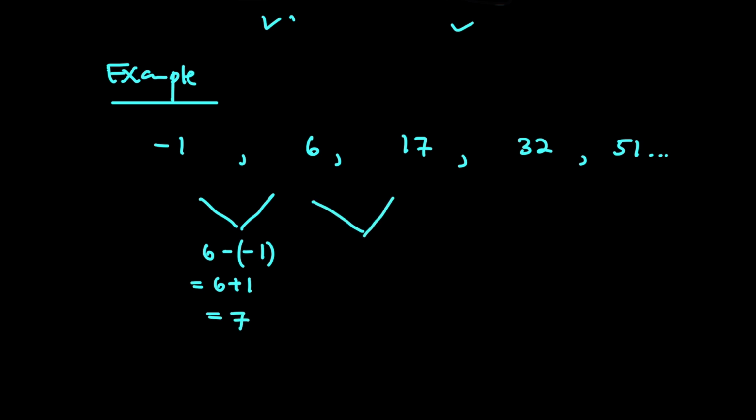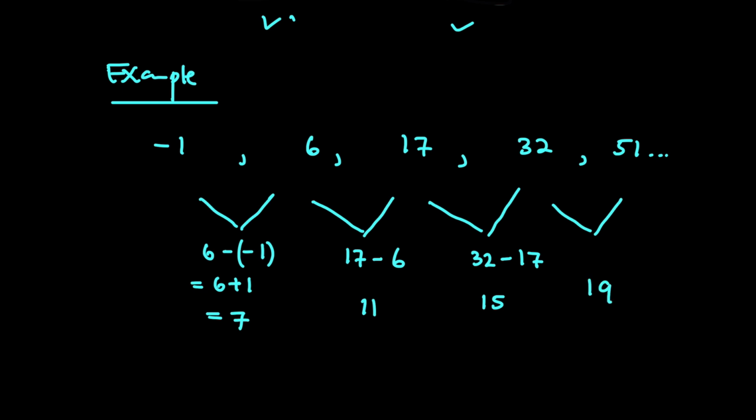What about 17 minus 6? So 17 minus 6, that equals 11. Okay. What about 32 minus 17? Right? 32 minus 17, that is going to be 15. And lastly, 51 minus 32, that equals 19. Okay, great.